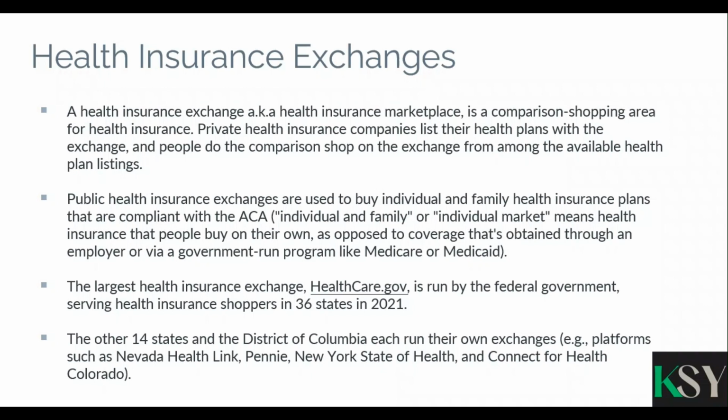The largest health insurance exchange is healthcare.gov, where you would find more details on the internet. This is the exchange run by the federal government, and it has a lot of health insurance shoppers who go there to buy insurance, across 36 states as of 2021. The remaining states run their own exchanges. We have different platforms like Nevada Health Link, New York State of Health, and Connect for Health Colorado. If you Google these, you would see more details around these exchanges and what type of plans they provide.